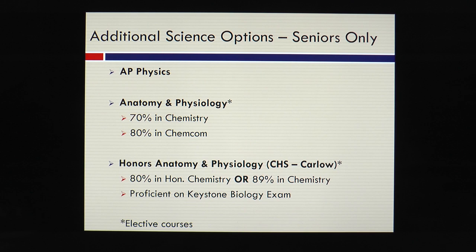We have the non-lab anatomy and physiology. That's 1 credit, meets 1 period every day. And also we have the possibility to earn 8 credits in honors anatomy and physiology through college and high school through Carlo. Lastly, we have nuclear astronomy. It's a half credit class. It meets just 1 semester where you get to look into the modern physics of our era.